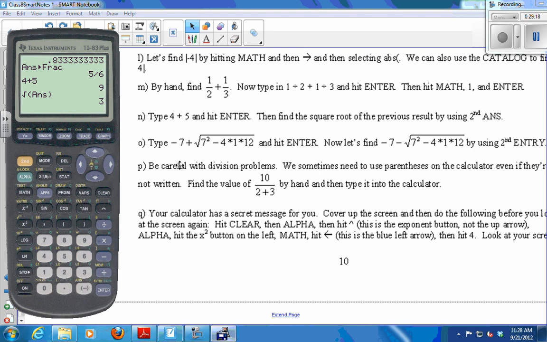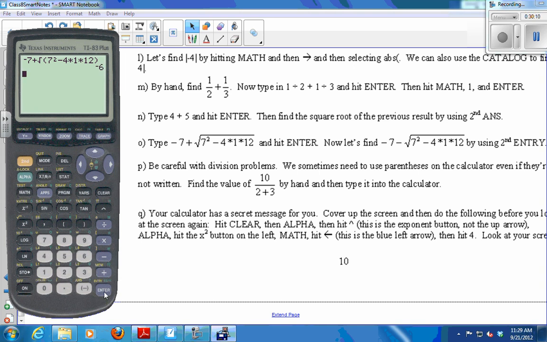Now, I already showed you second entry, so we'll do this for a little practice. We want to do -7 plus the square root of this whole thing. Oh, here's an important thing. Your calculator has different buttons for negative and subtraction. They're 2 different buttons. Even though we treat them the same when we do math, for some reason the calculator has 2 different buttons, and you can't interchange them. So you've got to be careful there. So let's see, -7 plus the square root of 7 squared minus 4 times 1 times 12. And I get -6.